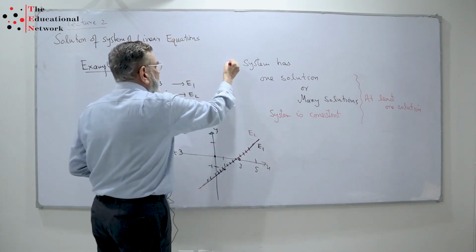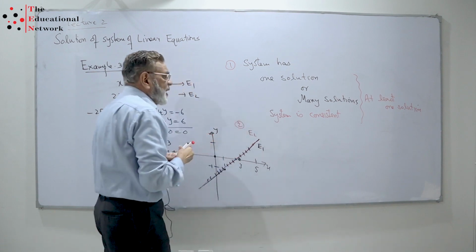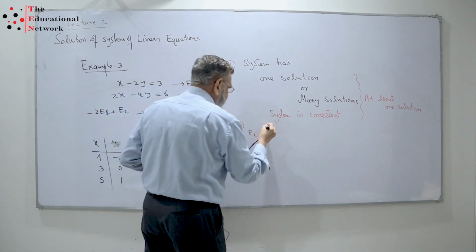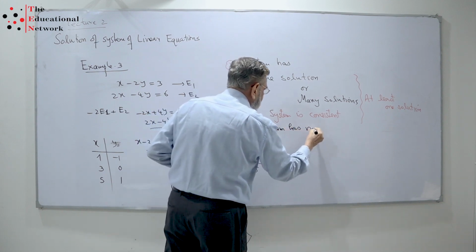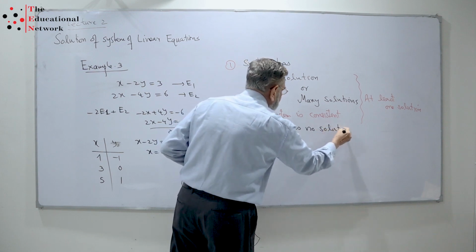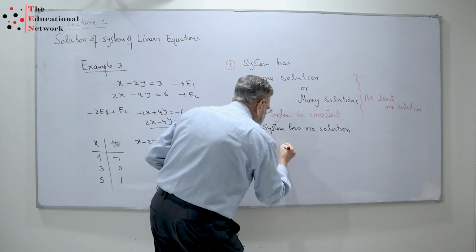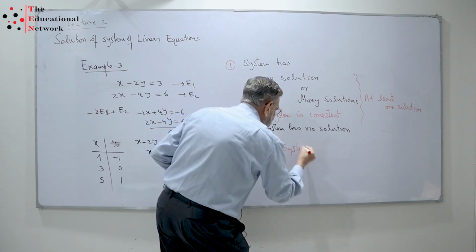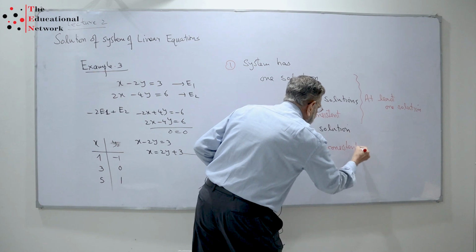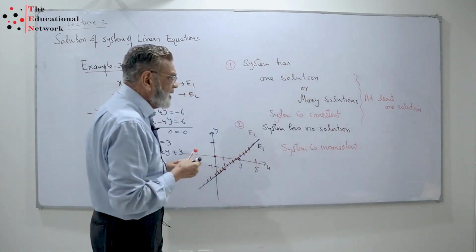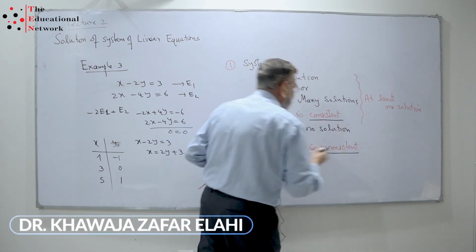So this is number one. And number two is we say the system has no solution. So when the system has no solution, we say the system is inconsistent. So that's the idea: for the system to be consistent, it has at least one solution. The system is inconsistent when having no solution.